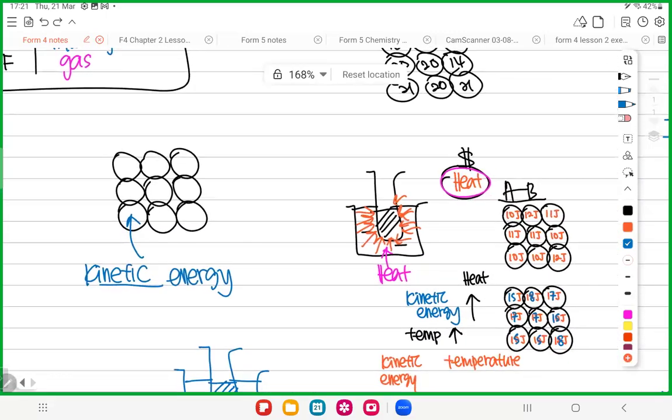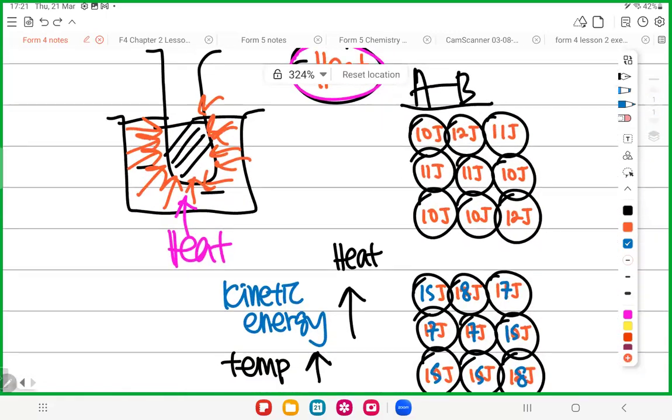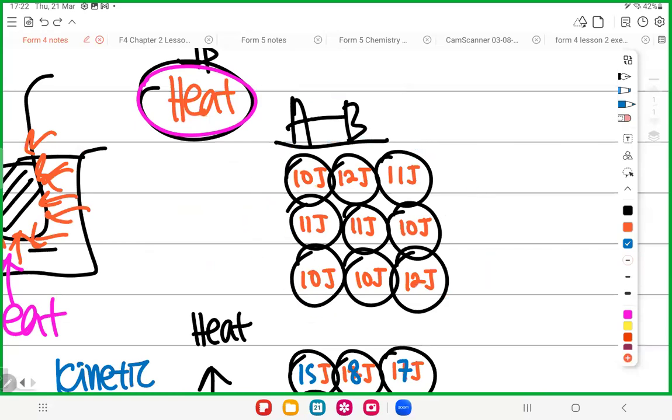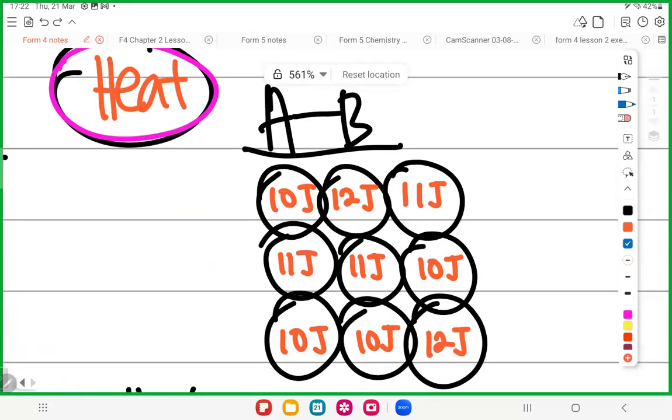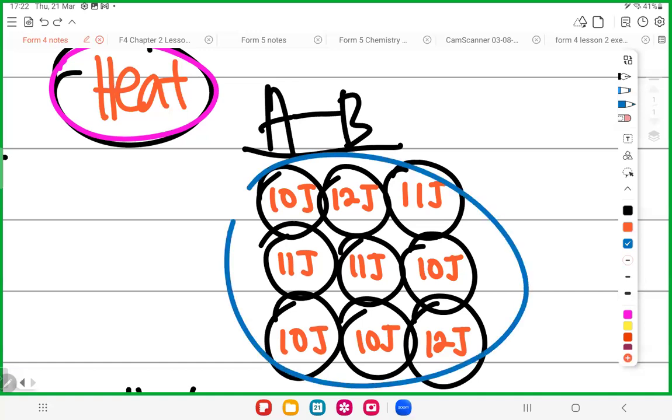Let's assume these are the energies. This number you don't need to memorize. All the solid particles have their energy, and the energy is not necessarily the same. This one has 10 joule. Joule is the unit for energy. This one has 12 joule. This one has 11 joule. So don't think all the solid particles have the same amount of energy. The energy is quite similar, more or less the same, but not necessarily exactly equal.